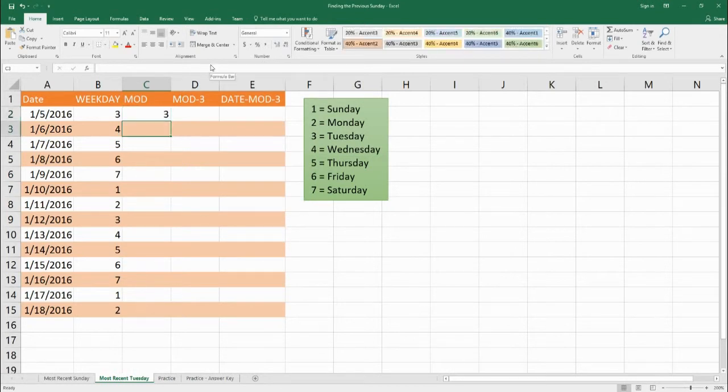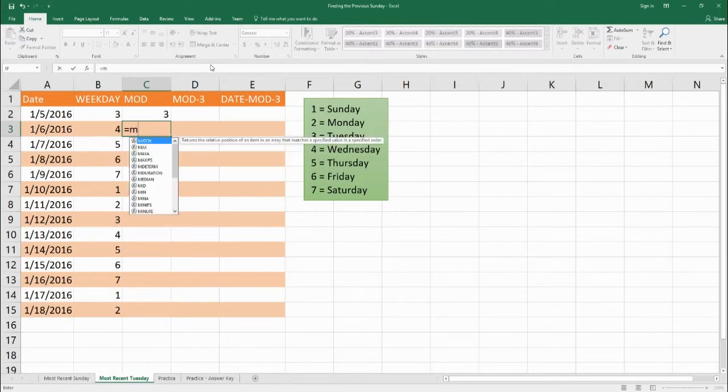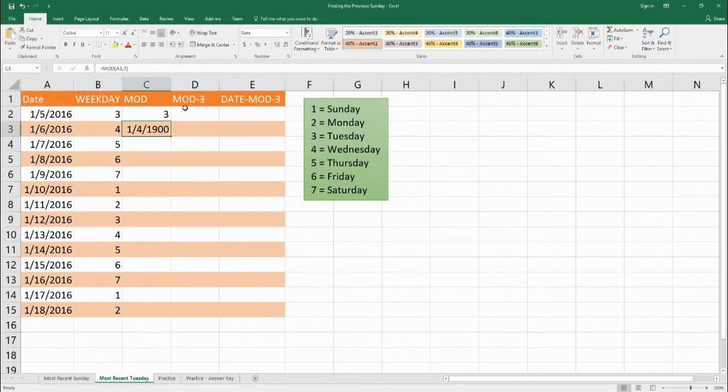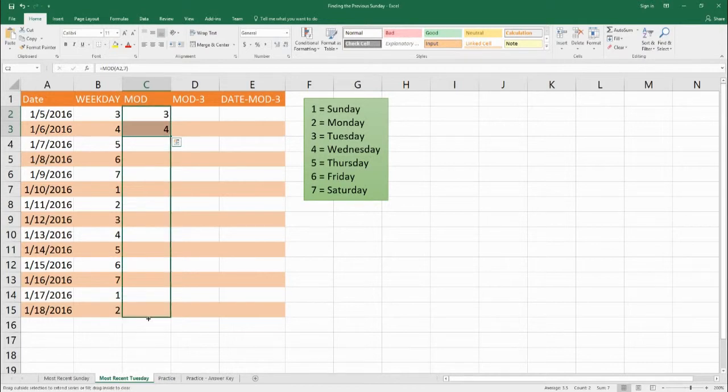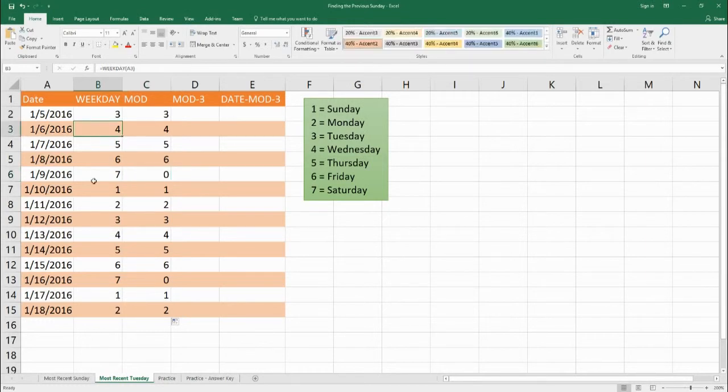Okay, so let's go over here to the next one. For January 6, 2016, we find the modulo of that date with a divisor of 7. It gives us a return of 4. Okay, and if we copy it down, we're going to see this pattern that whatever the weekday is, it has the same modulo except for Saturdays, and that's 0.